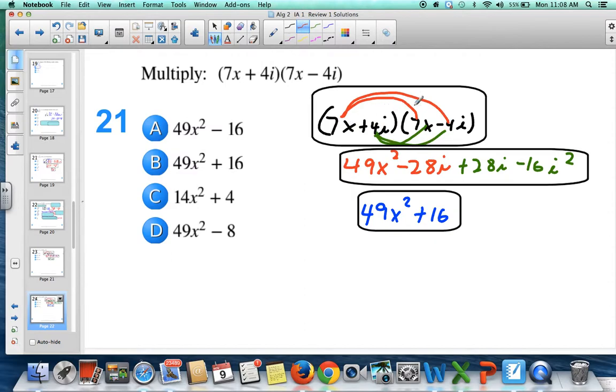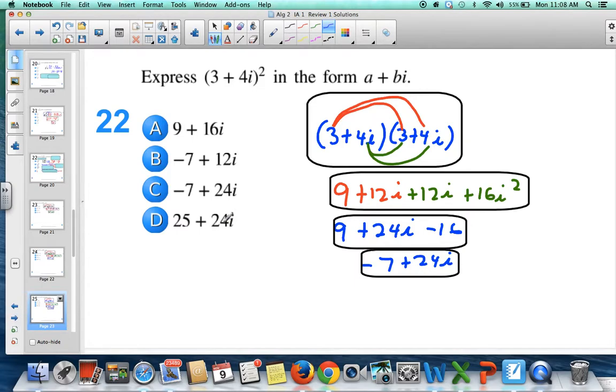That's 28xi, and then this is 28xi as well. They do cancel out anyway, but I should have had that from the start. These are going to cancel anyway. And the last one is 16i squared. Minus 16i squared is plus 16, so that's what we get for that one. Sorry about that screw up there.